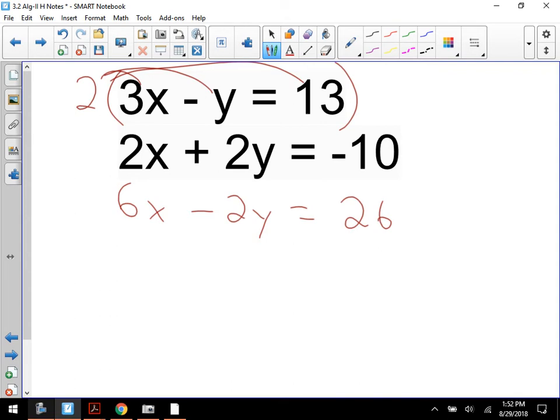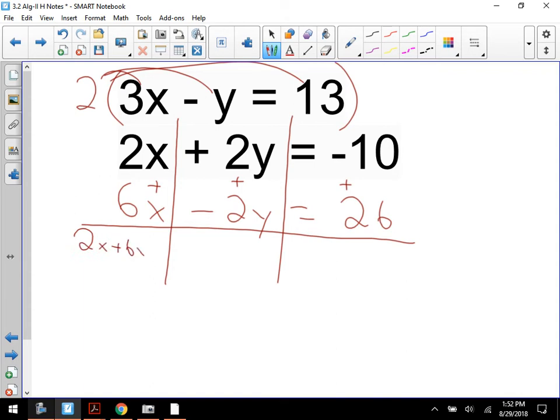Add them. And this is where I'd ask that you guys try to write it a little bit wider, because now I have 3 addition problems. By writing it out a little bit wider, it gives you a little bit of space. Well, now I have 2x plus 6x, 2y plus a -2y, -10 plus 26. What's 2x and 6x? 8. Good. 8x. These guys cancel out. And I get a 16. X is 2.